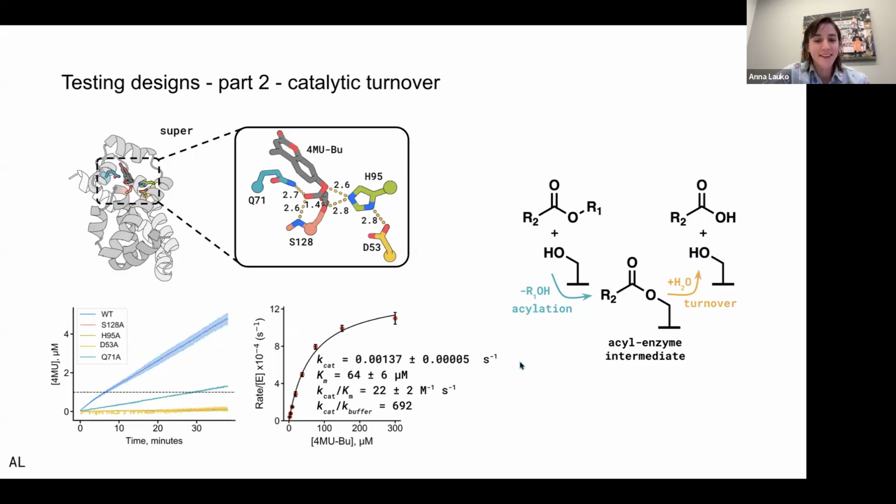And you can see the catalytic efficiency and activities here are not great compared to natural enzymes, but we'll talk a lot about the efforts we made to improve these.